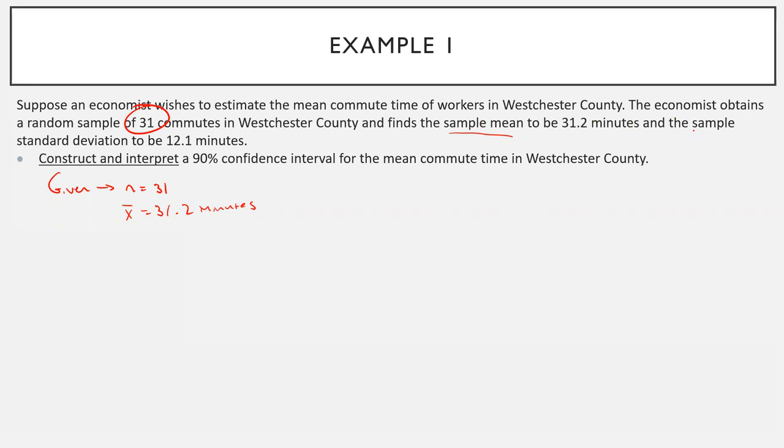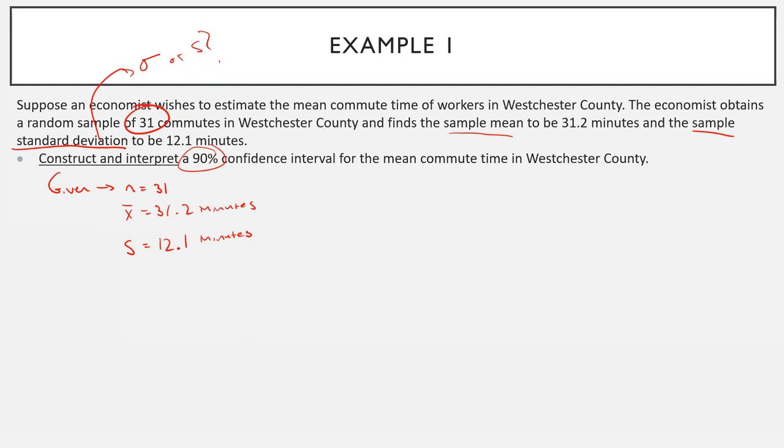And look, sample standard deviation. Okay, is this the sigma or S? The sample standard deviation. Yep, so look, it's S. The sample standard deviation from those 31 commuters is 12.1 minutes. Now it says, construct and interpret a 90% confidence interval for the mean commute time in Westchester County.